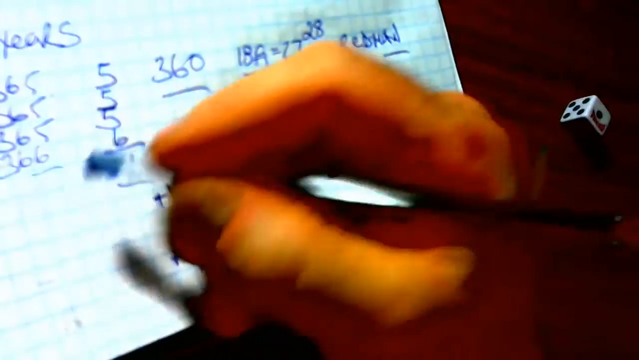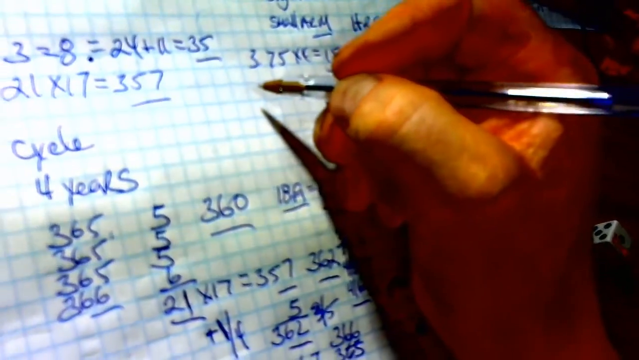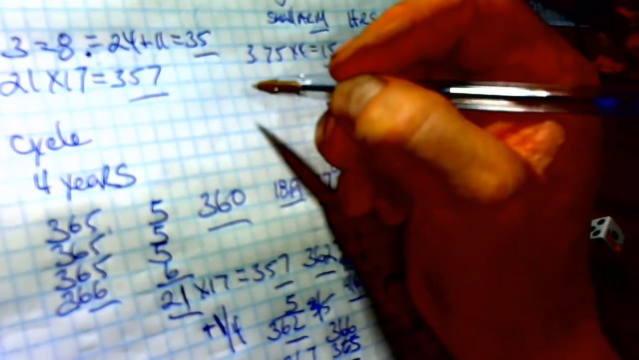Raphael, 3 and 8 equals 24. Plus 3 and 8 equals 11 equals 35. Creation of the Earth-Jupiter Gateway.